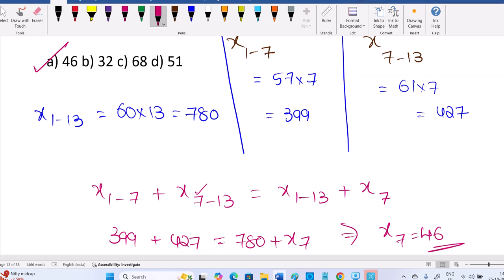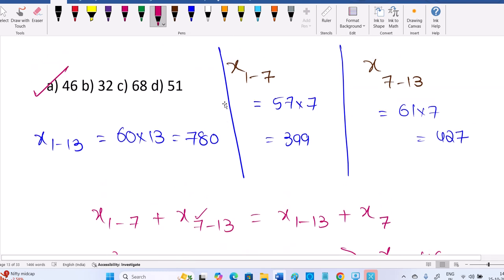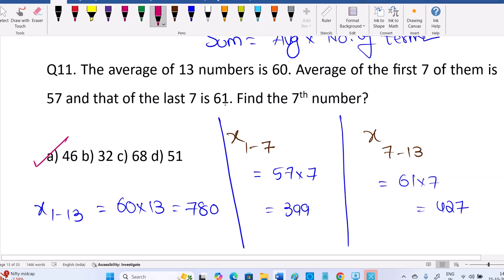So among the options, choose the best one. If there is a mistake, correct it and find the best among the options. They have given it for the 8th number, but this is the 7th number. It's not possible for 8.